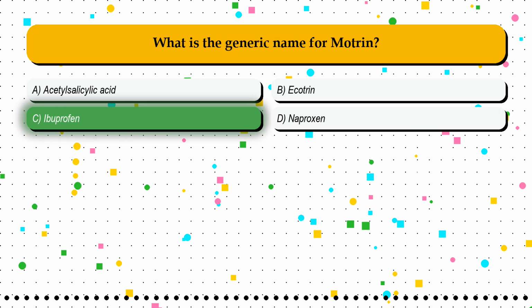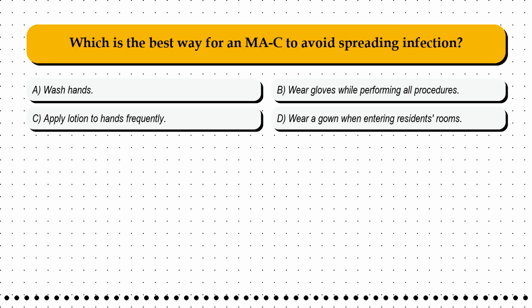The correct answer is option C, ibuprofen. Question 299. Which is the best way for an MACE to avoid spreading infection?